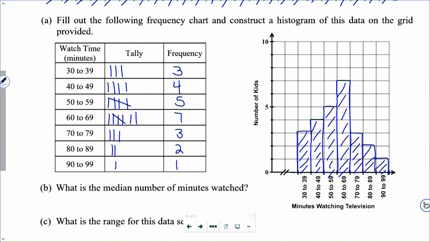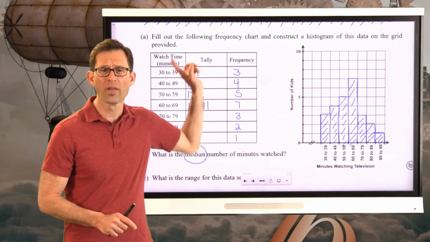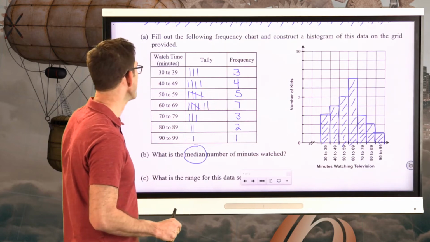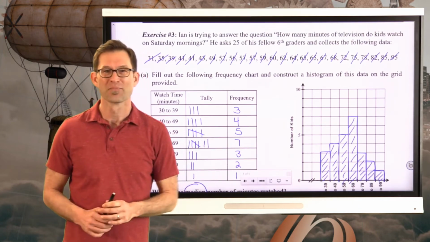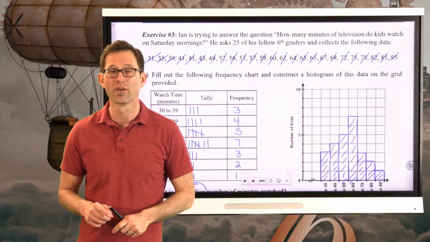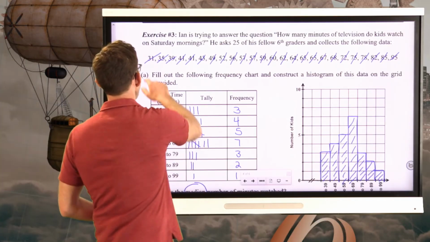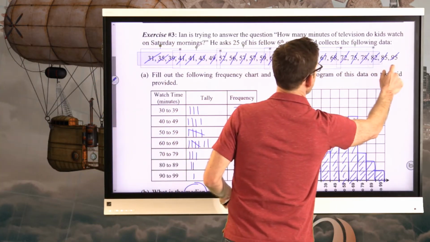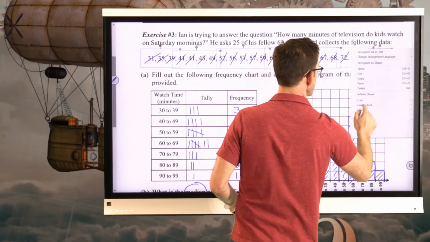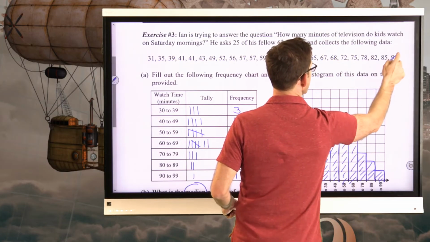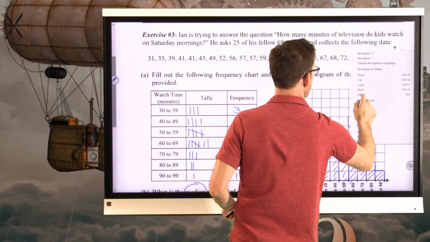What is the median number of minutes watched? The median number of minutes watched. All right, not the mean. Thankfully, I'm not going to ask you to add up all of those times and then divide by 25. That'd be kind of a beast. I think I'd want a calculator for that. But the median's not so bad. Let me get rid of all my hash marks there so that we can take a look at that a little bit better. And let me get rid of that guy.